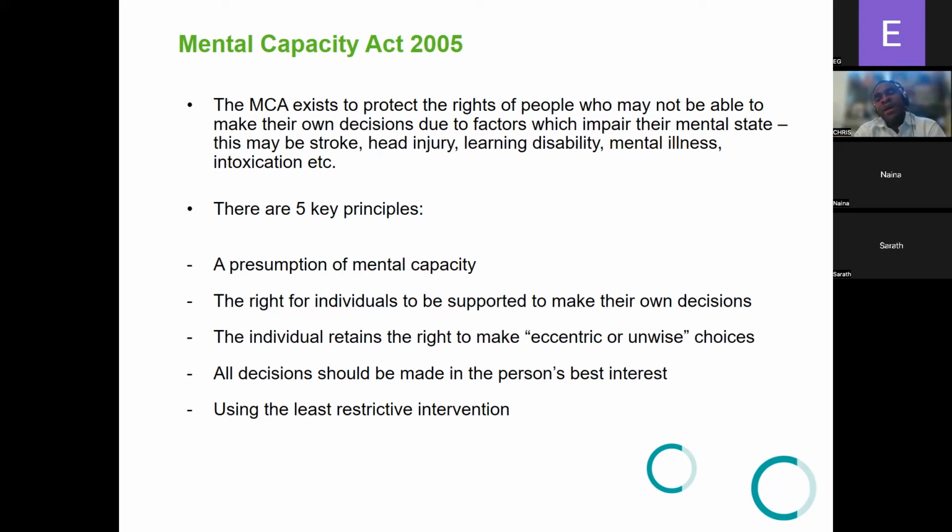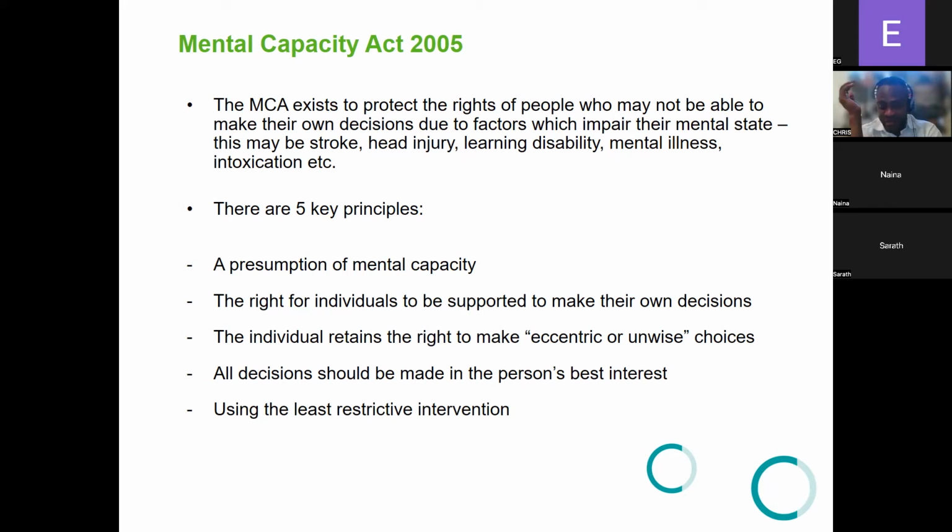Okay, now, the Mental Capacity Act is governed by 5 principles. The first principle is called a presumption of mental capacity. We're going to explain that. Now, you don't presume that someone cannot make a decision, and so you make a decision on their behalf. You never do that unless it is backed by evidence.